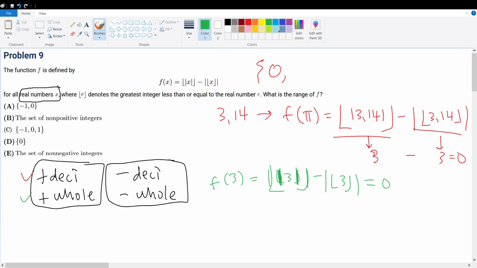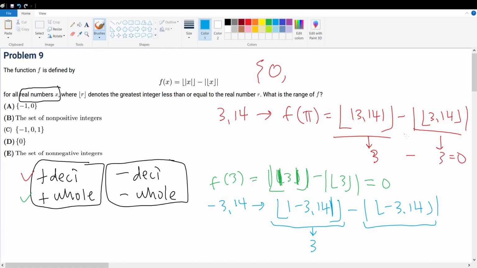Let's consider the next one, which is a negative decimal. What is considered a negative decimal? Well, let's do negative 3.14. That is the floor of negative 3.14, that's an absolute value, minus the absolute value of the floor of negative 3.14. Alright, negatives are a bit special, but first let's consider this one. This one right here will just be equal to 3. But what is this one?